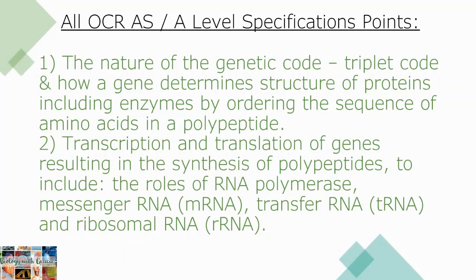So number one is the nature of the genetic code, triplet code, and how a gene determines structure of proteins, including enzymes, by ordering the sequence of amino acids in a polypeptide. Number two, transcription and translation of genes resulting in the synthesis of polypeptides, to include the roles of RNA polymerase, messenger RNA, transfer RNA, and ribosomal RNA.